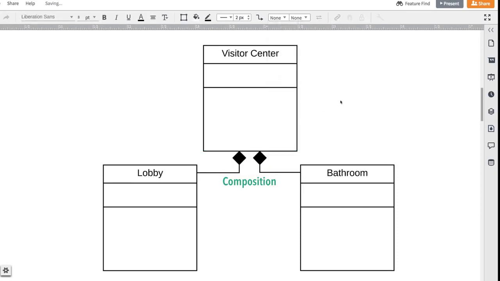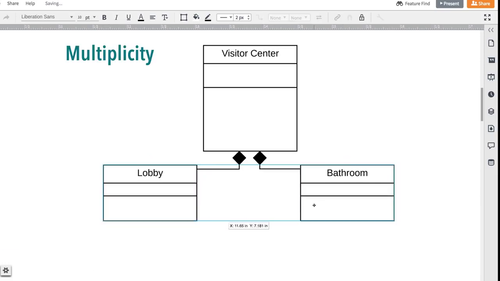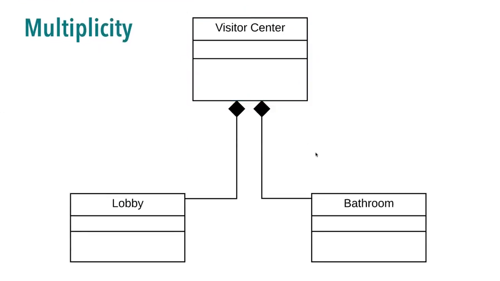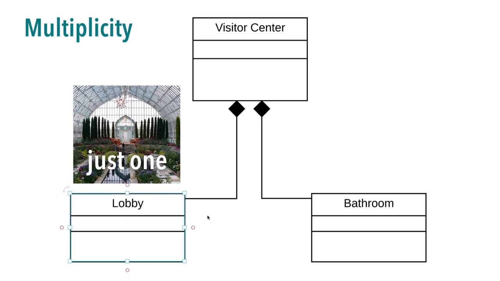Another important concept when talking about relationships in UML class diagrams is multiplicity. Multiplicity allows you to set numerical constraints on your relationships. For example, let's say we want to specify that our visitor centers are going to have just one lobby. We simply write the number 1 here, meaning that there can be one and only one lobby per visitor center.